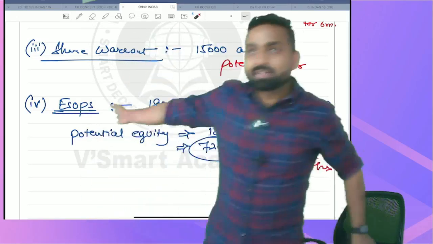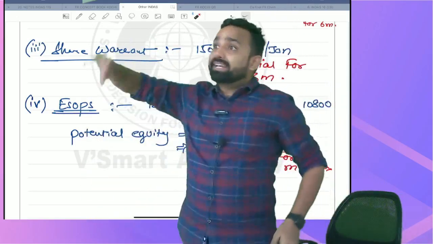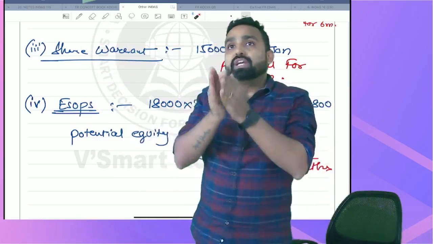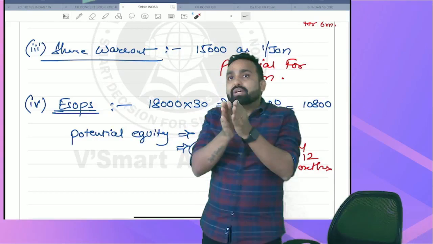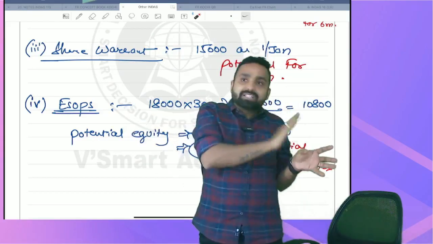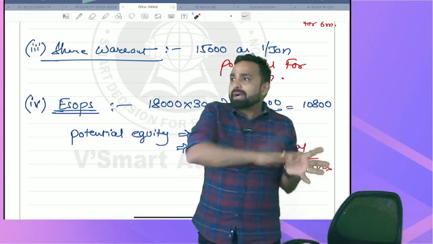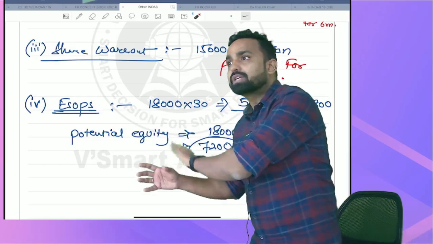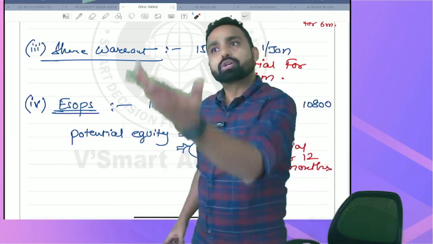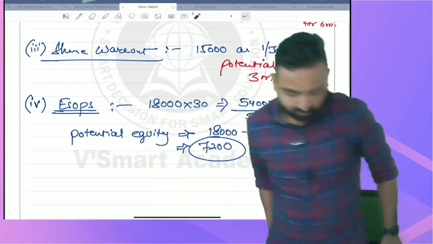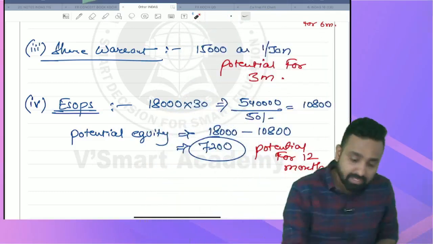So technically, like this ESOP, we are issuing 18,000 shares in ESOP. We are getting some funds. So we need to convert the total 18,000 into two parts. For how many shares are we getting the funds? For how many shares are these bonus? The free part will reduce our earning. The main part, 10,800, will not reduce our earning because you are getting the funds against it. Are you guys understanding or not? So they are potential for 12 months.